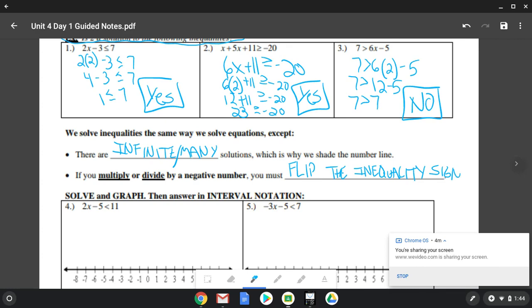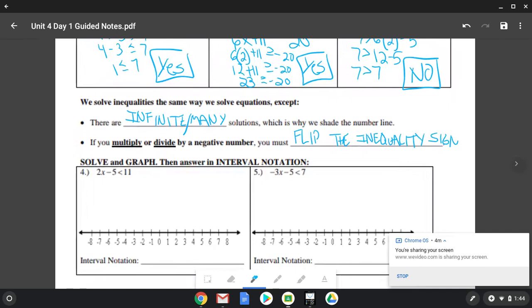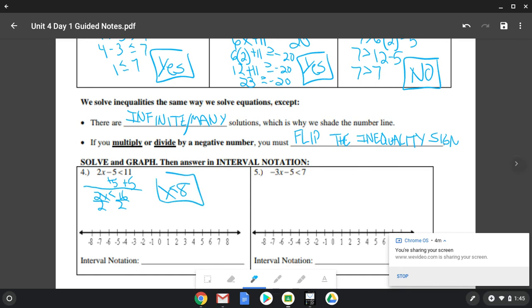Let's take a look at number 4. It says solve and graph. If we're to solve for x, there's no number to plug in for it. So we're going to do what we did when there was an equal sign there. Let's add the 5 over, divide by 2, and now we get x is less than 8. So this is my answer. Now let's graph that.